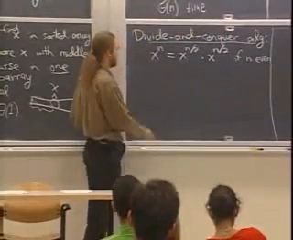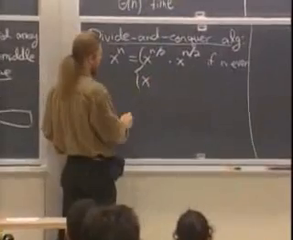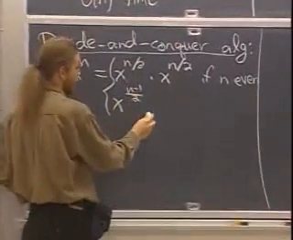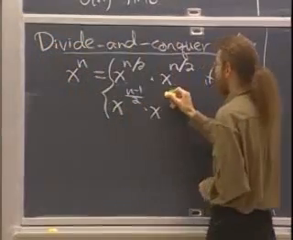Cool. Okay, I also have to solve the odd case. So n is odd. I'll look at n minus 1 over 2. That's n minus 1, which had better be even.